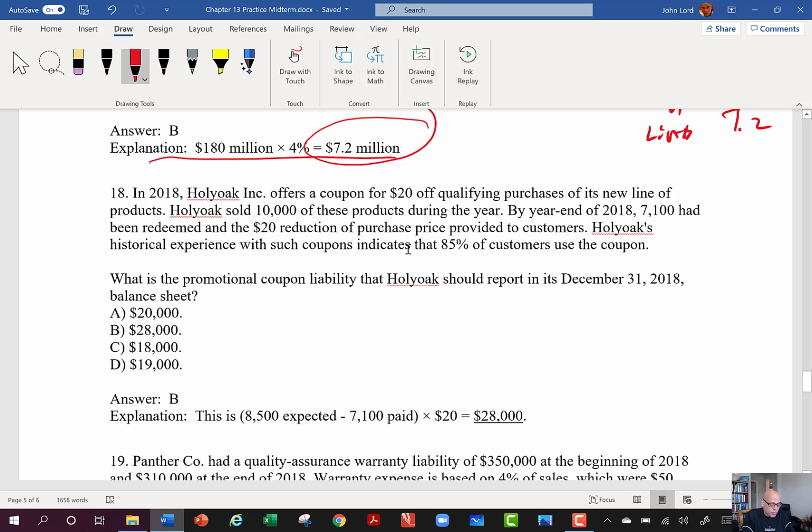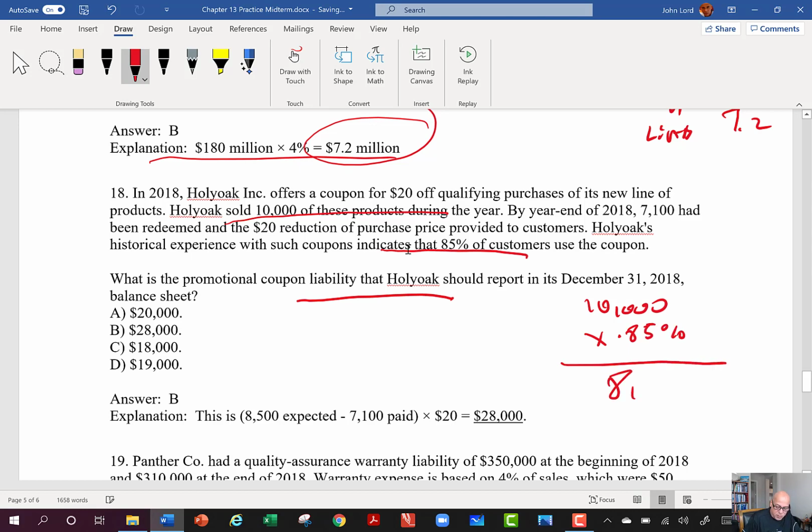What is the promotional coupon liability that Holy Oak should report in its December 31st, 2018 balance sheet? So they're asking me the liability, okay? And they're saying that 10,000 is what they sold, and they get a coupon with each one of those, and they tell us that 85% is what they think will be redeemed. And I guess that makes sense because it's worth $20, right? Who's going to throw away $20?